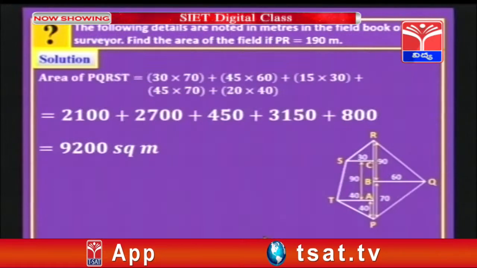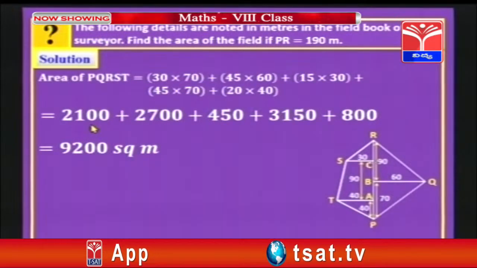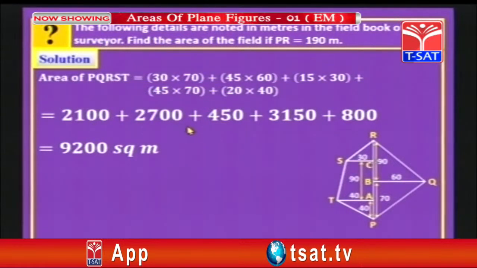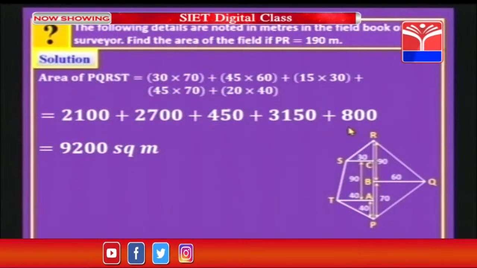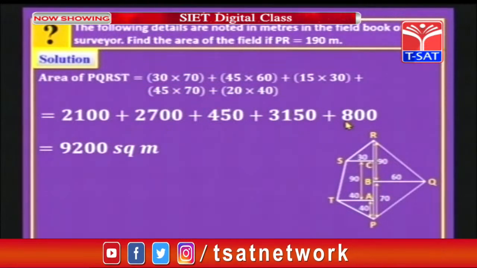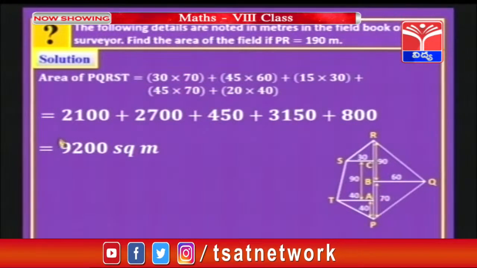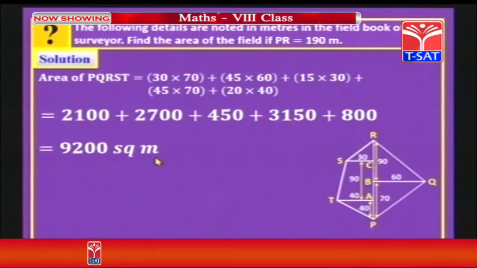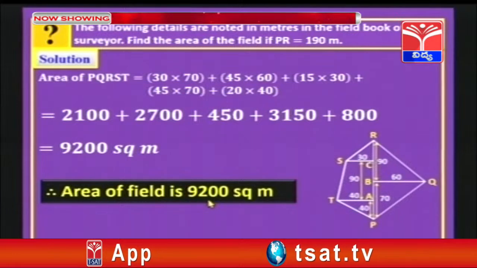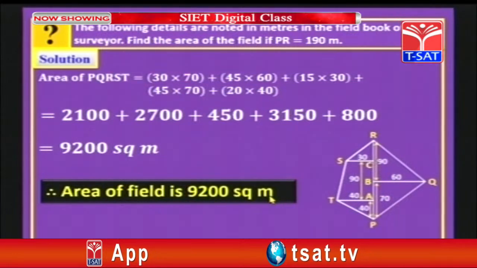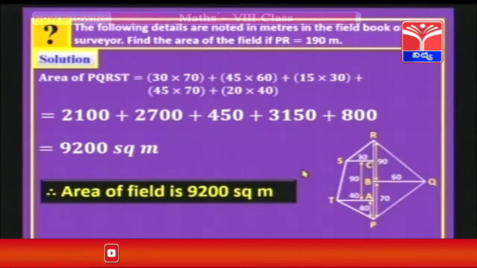Now let us multiply them, children. 2100 plus 2700 plus 450 plus 3150 plus 800. Let us add all these things. On adding, you get 9200 square meters. So this is the area of the field, children, which is 9200 square meters. I hope you understood the problem. Let us move on to our next problem, children.